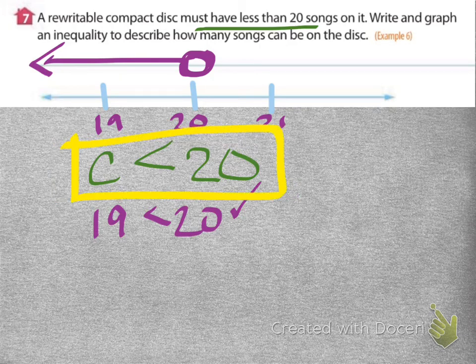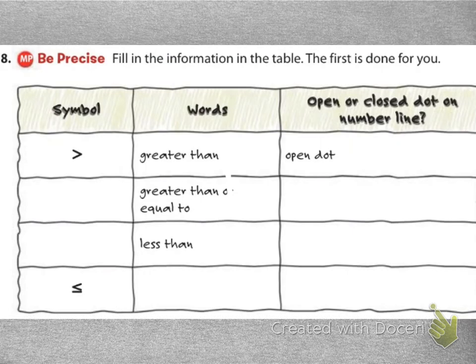So the two answers here are going to be C is less than 20, and then my open circle and arrow to the left above my 20. Listen guys, if you don't put the right numbers in the number line, you're not going to get the answer correct. So I need you to have the right numbers on the number line, as well as making the circle correct and the arrow go the right way.